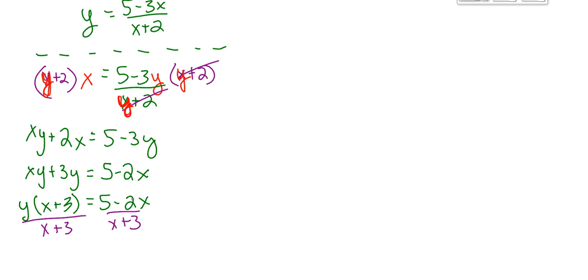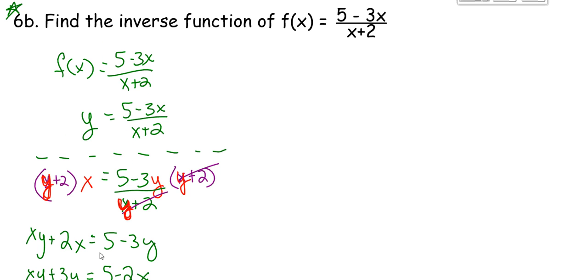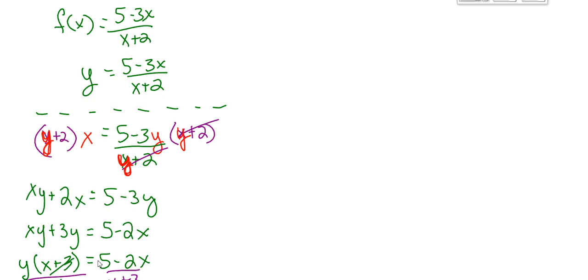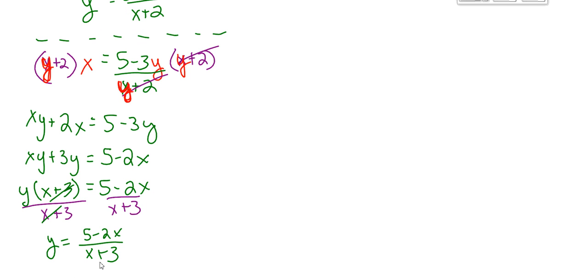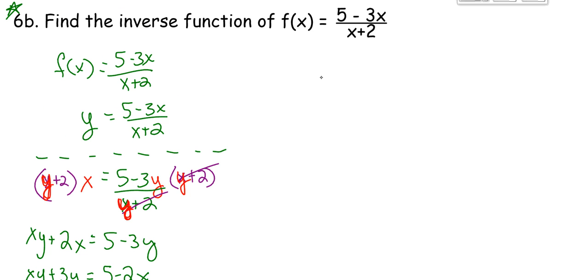And on the left, the x plus 3's cancel, and I get y equals (5 minus 2x) over (x plus 3). Now, look at that compared to the original. I'm just going to write both of them where I can see both of them at the same time. I'm going to go back up here and rewrite f of x is (5 minus 3x) all over (x plus 2).